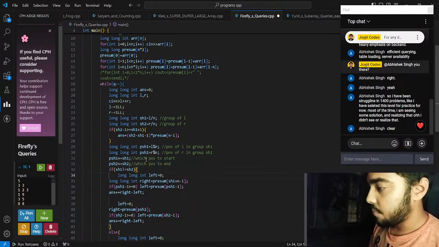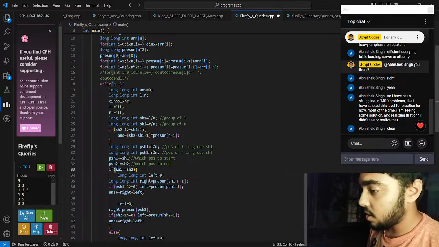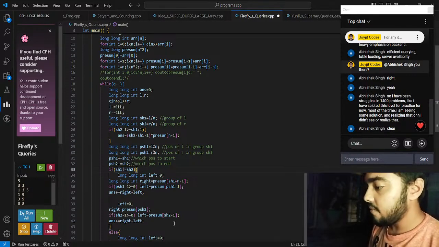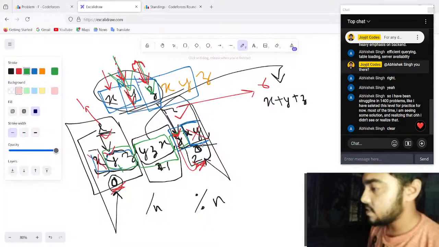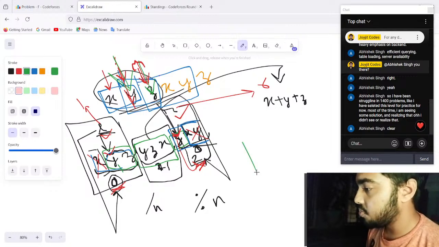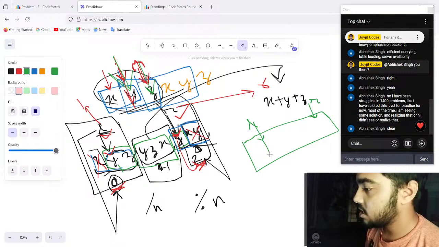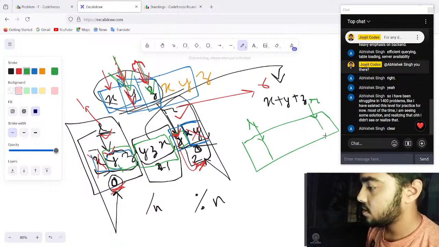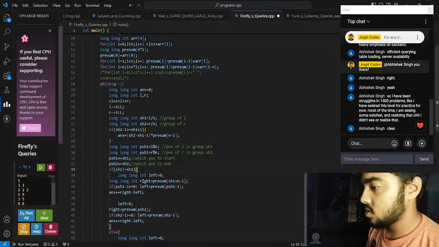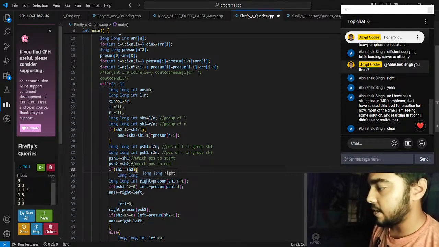Okay, there is also one thing, that SH1 should not be equal to SH2. Because if the group was the same, let's say both L and R belong to the same group, in that case we don't need to compute R and L separately. We can compute L and R directly using one prefix sum operation only. That is also a different thing, so I'll explain that later. First let me explain whatever I was telling you.